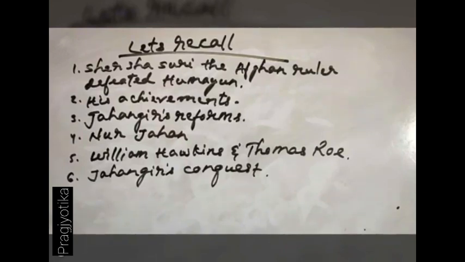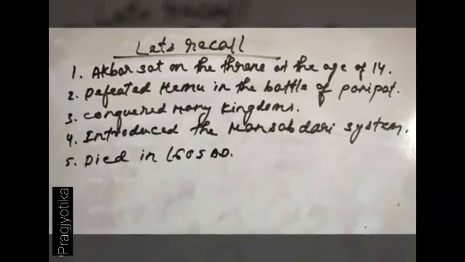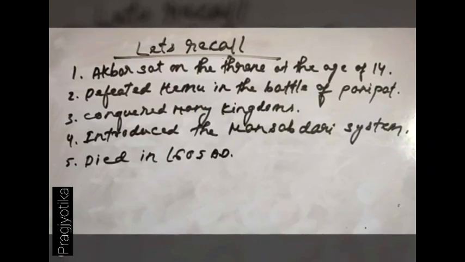Then we also discussed William Hawkins and Sir Thomas Roe, who were the two English ambassadors who visited Jahangir and even stayed in his court for 3 years. And then we also discussed Jahangir's conquests. We also discussed Akbar, one of the greatest kings of the Mughal dynasty. Then we discussed how at the very early age of 14, Akbar sat on the throne. Then we also discussed his victory in the second battle of Panipat against Himu. Then we also discussed Akbar conquering many kingdoms and defeating the Rajput kings.